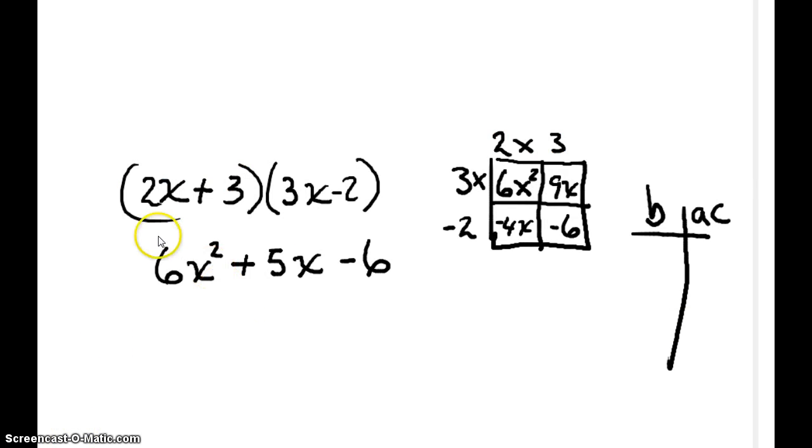Okay, well, let's start again from taking a look at where our polynomial comes from. We have 2x plus 3 and 3x minus 2. We use the box method and we find that we have 6x squared, 9x, negative 4x, and negative 6. And again, we're going to take a look at this by saying, hey, my 5x came from 9x and negative 4x. I need to find those components. I'm going to add to the 5. And I now know that my a is 6 and my c is negative 6.